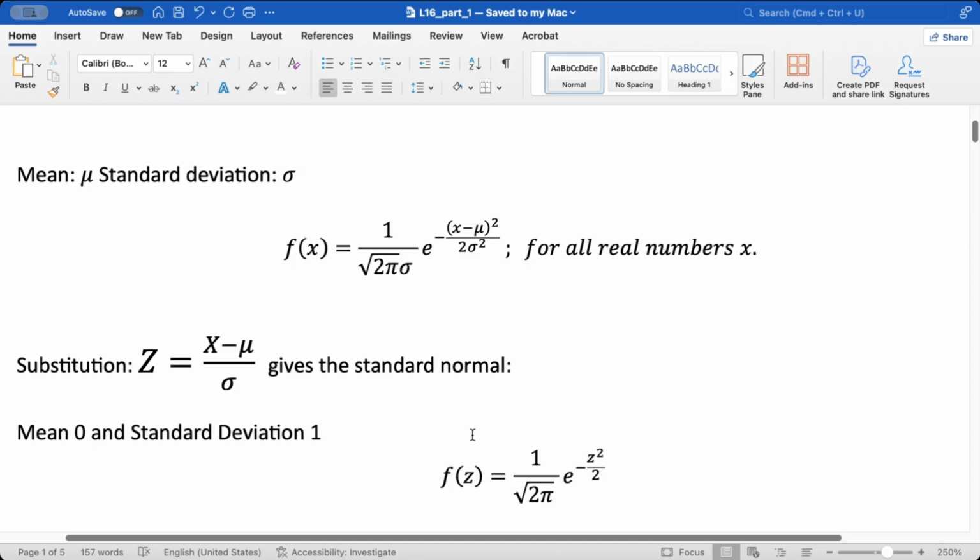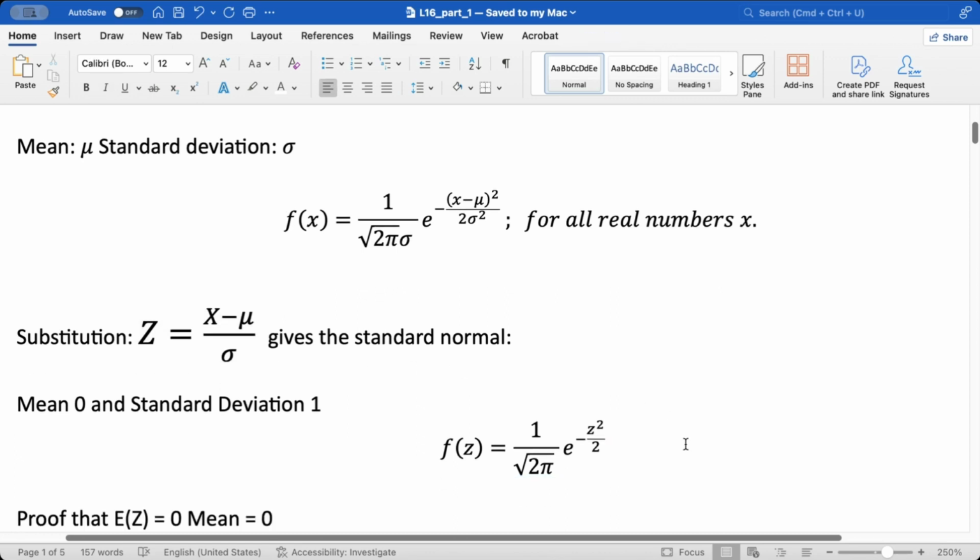So we're going to work with this simplified density function based on the substitution. Z is equal to x minus the mean divided by standard deviation. This creates a normal random variable with mean 0, standard deviation of 1. So we'll work through some of that.